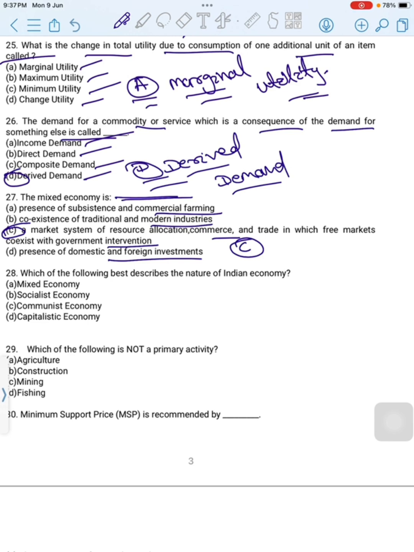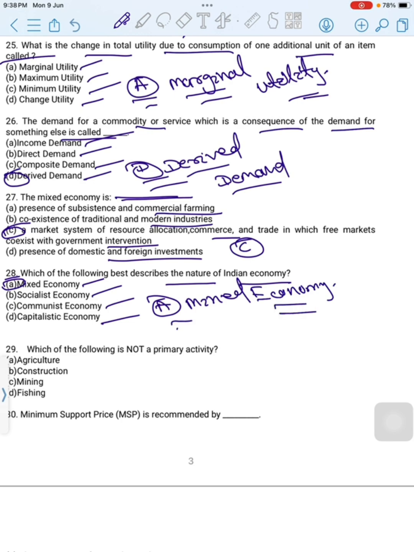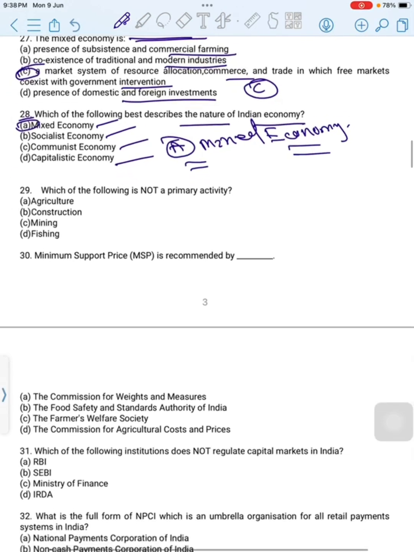Which of the following best describes the nature of the Indian economy? First option is mixed economy, second option is socialist economy, third option is communist economy, last option is capitalist economy. Then the correct option is mixed economy, option A. In India, both the private and public sector exist simultaneously, which is a feature of a mixed economy. Correct option is option A. Then move to the next question.